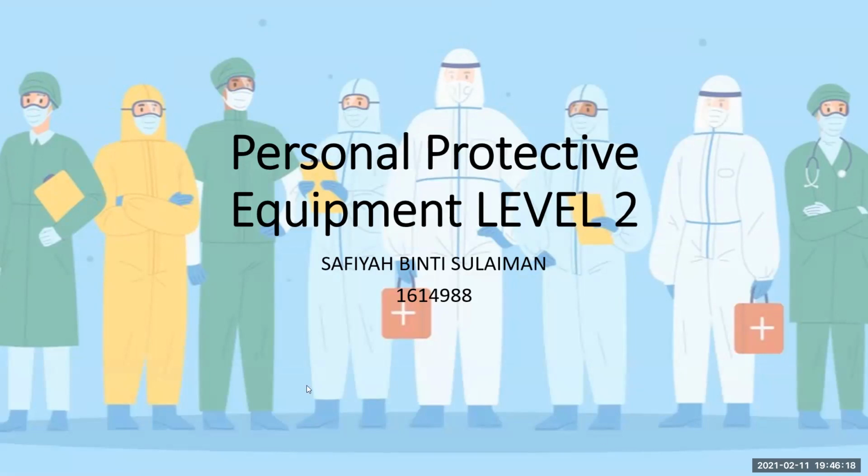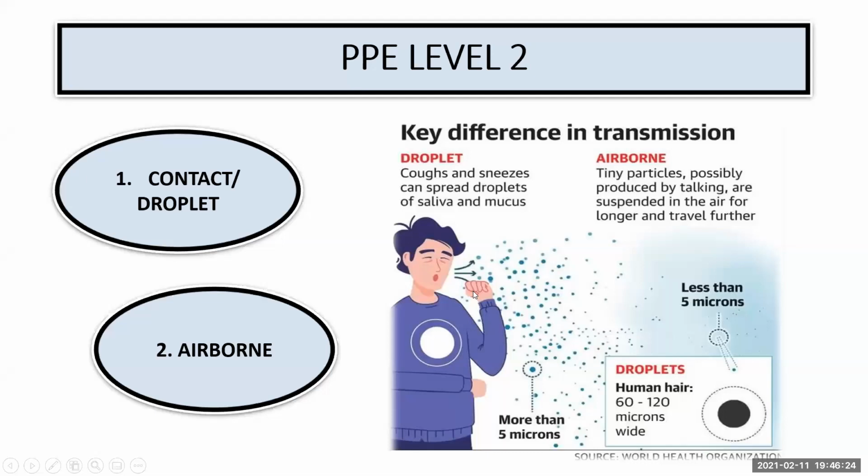So let us proceed with the next one. Personal protective equipment level 2. So next slide. Okay, so PPE level 2 consists of 2, which is contact or droplets, and another one is airborne.